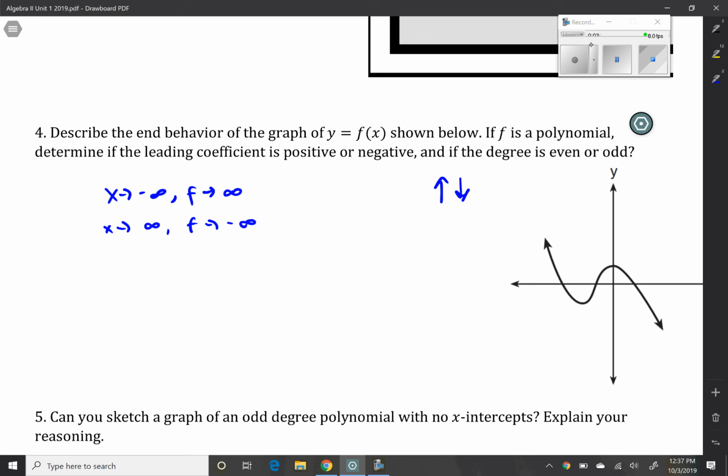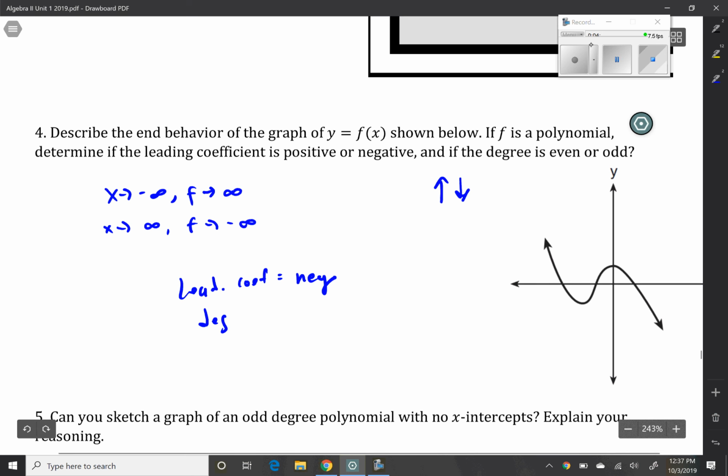So what does that tell us about my first term? I know the leading coefficient is negative, and I know that the exponent, or the degree, is odd.